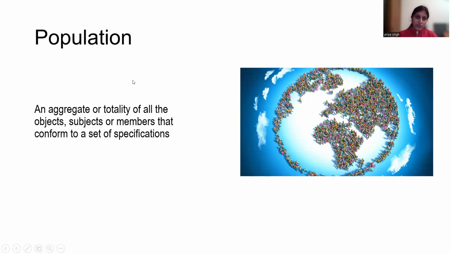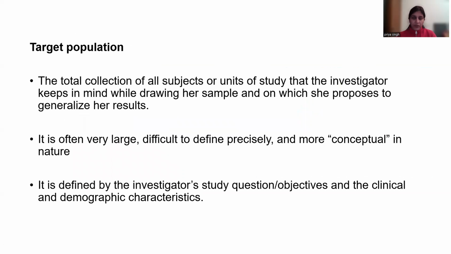So coming to the population, it is an aggregate or totality of all the objects, subjects or members that conform to a set of specifications. While the target population is the total collection of all subjects or units of study that the investigator keeps in mind while drawing her sample and on which she proposes to generalize her results. It is often very large, difficult to define precisely, and more conceptual in nature. It is defined by the investigator's study question or objectives and the clinical and demographic characteristics.